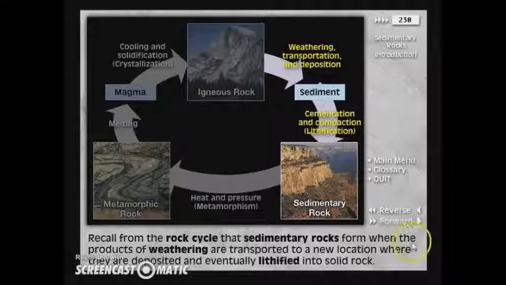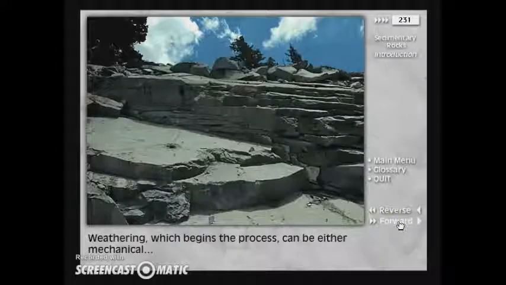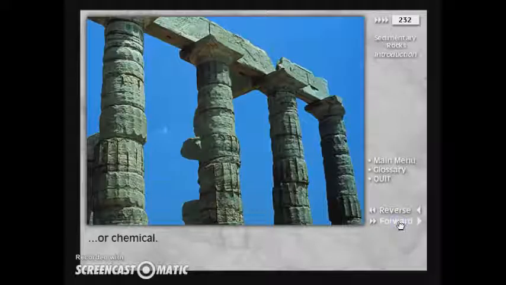Recall from the rock cycle that sedimentary rocks form when the products of weathering are transported to a new location where they are deposited and eventually lithified into solid rock. Weathering, which begins the process, can be either mechanical or chemical.